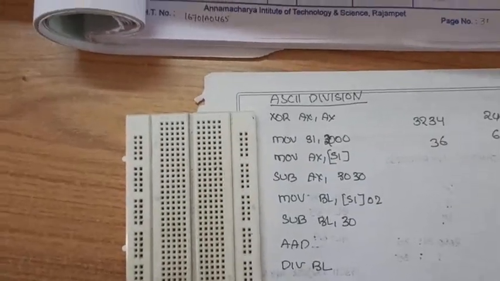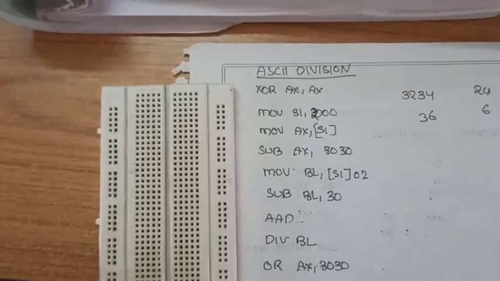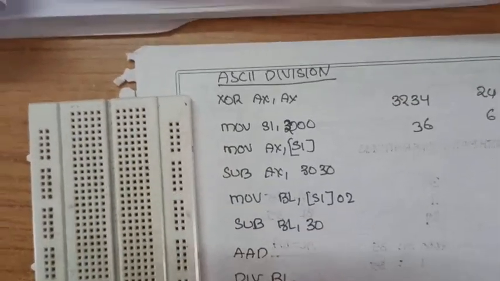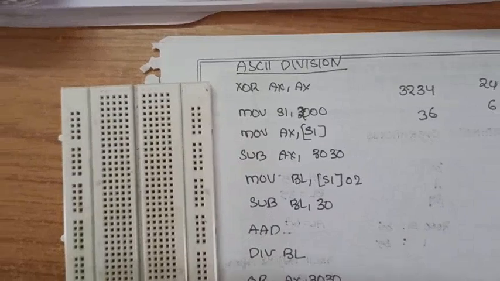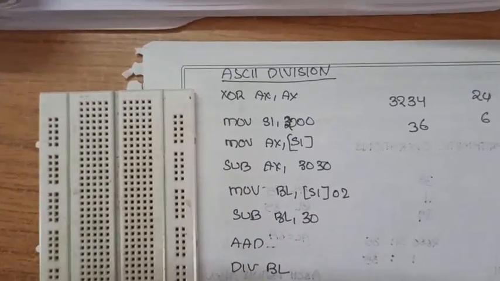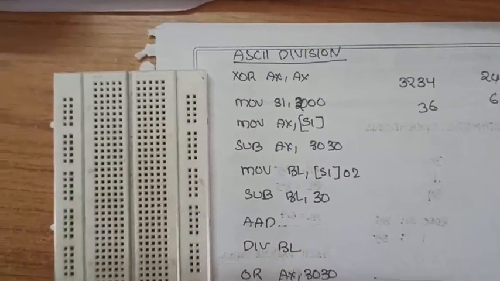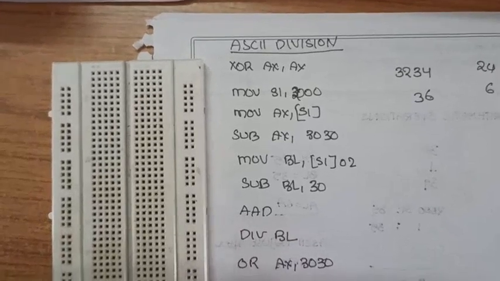Coming to the last ASCII arithmetic operation, called ASCII division. So for performing division, generally we take 8-bit, 16-bit divided by 8-bit, or 32-bit divided by 16-bit.